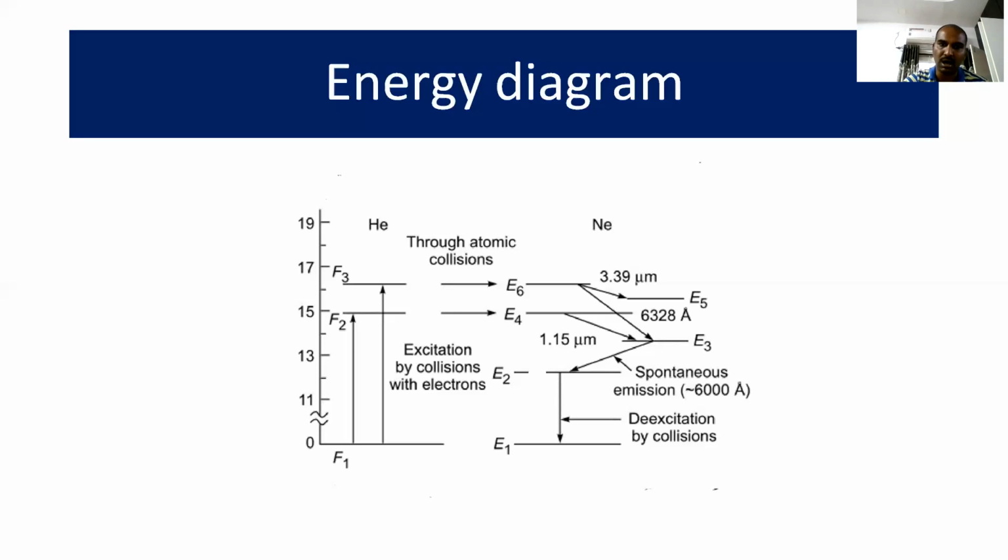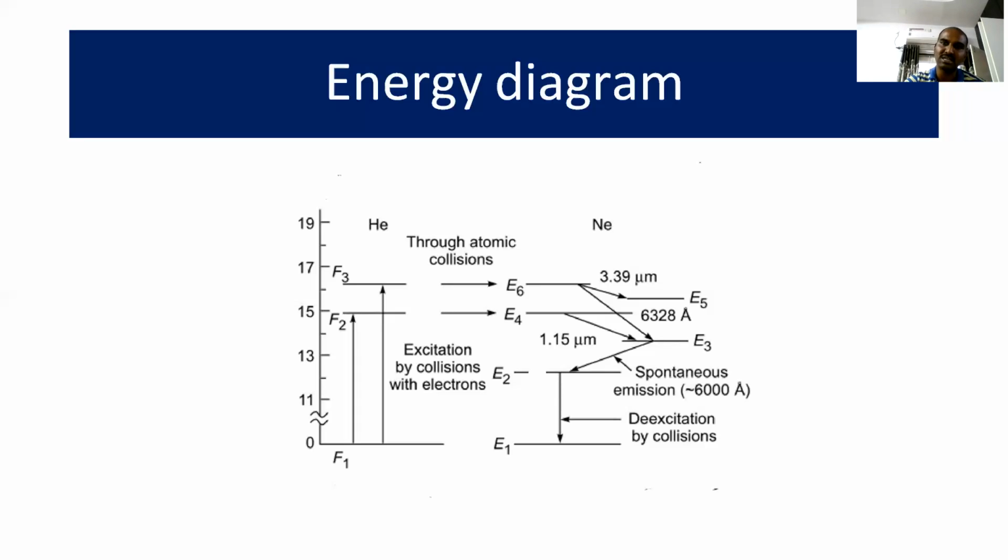Then all the neon atoms reach the E2 energy level. They are assembled at one place, being large in number, they collide with the walls of the discharge tube and lose energy to the discharge tube. Thereby they reach the E1 ground state. At the time the neon atoms reach the ground state E1, helium atoms are already present in the F1 energy level, which is the ground state of helium atoms.